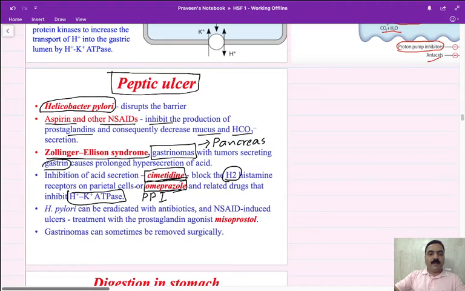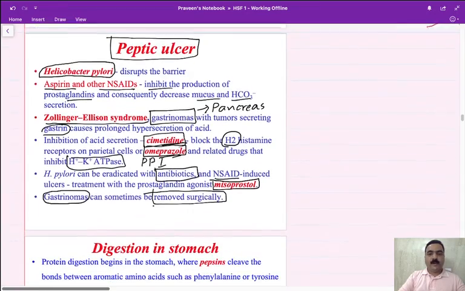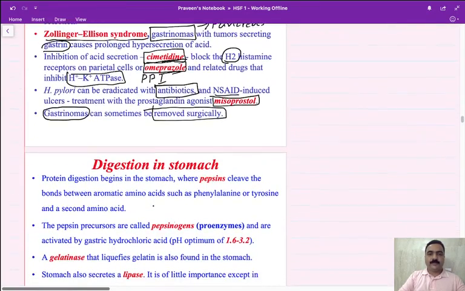But in the case of H. pylori, in addition to the proton pump inhibitor, you may have to add antibiotics to kill the bacteria. And if it is induced by the NSAID, then you can add misoprostol, which is the analog of the prostaglandin itself. Or in the case of Zollinger-Ellison syndrome, the gastrinoma, what can we do? We can surgically remove the tumor from the pancreas. So that's the treatment approach and the causes for the peptic ulcer. It's an important topic for your exam. Make sure you thoroughly understand that.